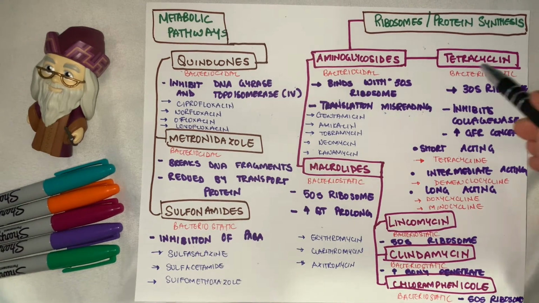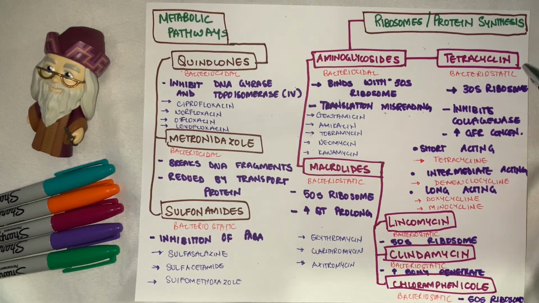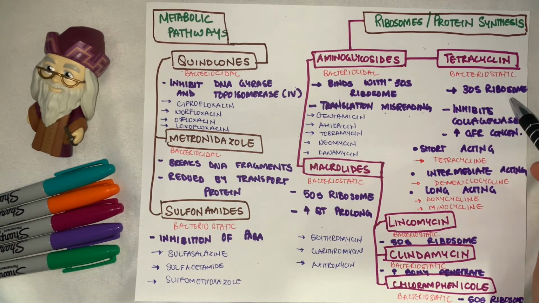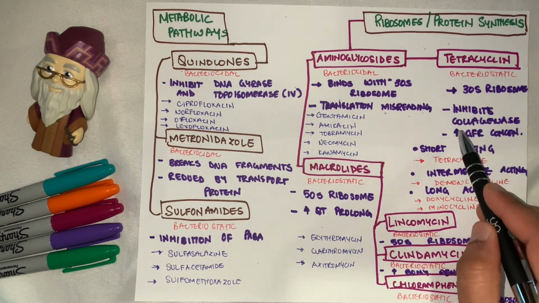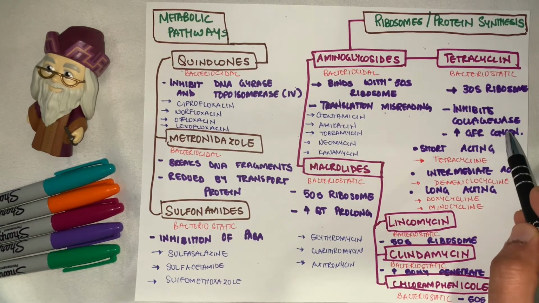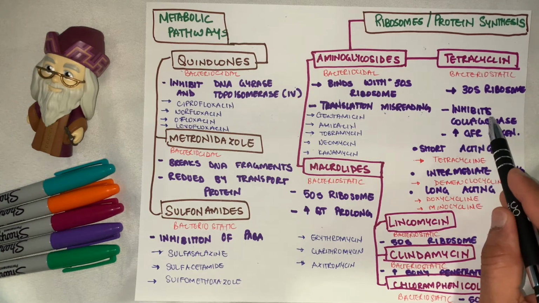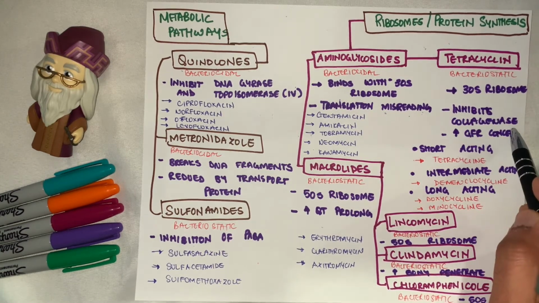Now, next is tetracycline. We all have heard about tetracycline and its stain-causing effect, but it's still bacteriostatic. It binds to 30S ribosomes, just like aminoglycosides, but it doesn't kill the bacteria. All it does is inhibit the collagenase enzyme. That's all. It just inhibits collagenase.